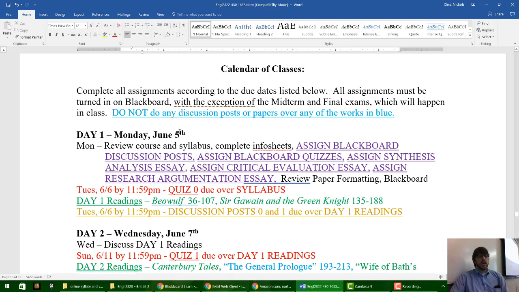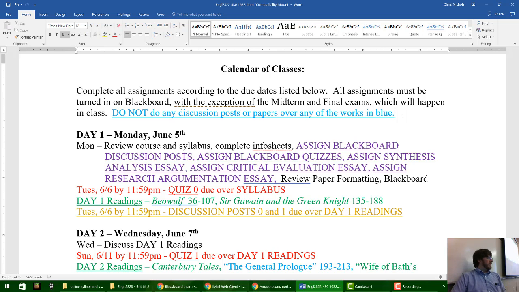So anytime you see something in blue, don't do any writing about that. And I have my reasons. That'll be true the second semester as well. So this calendar breaks down by day what we're going to do. Today is Monday, June 5th, so you can see quite a bit on the agenda for today.